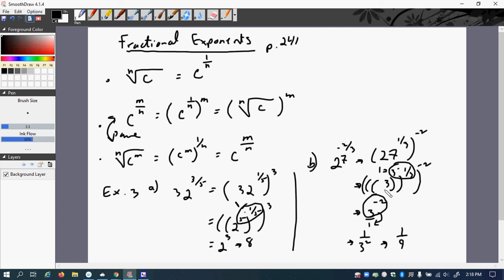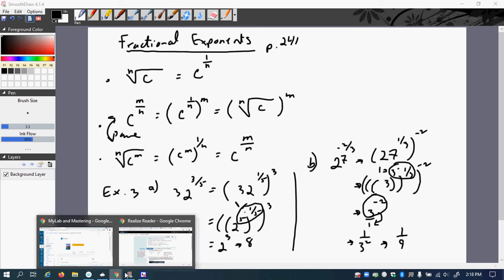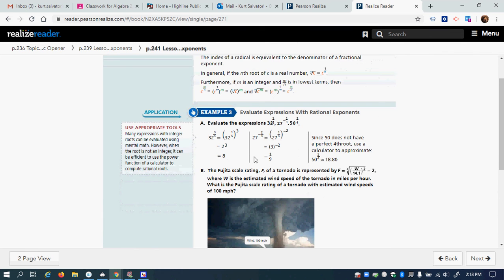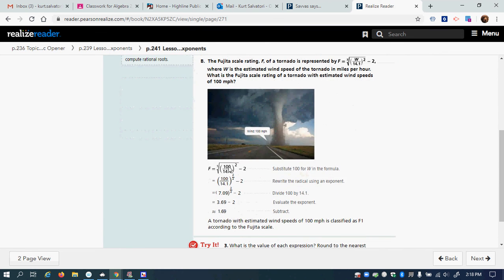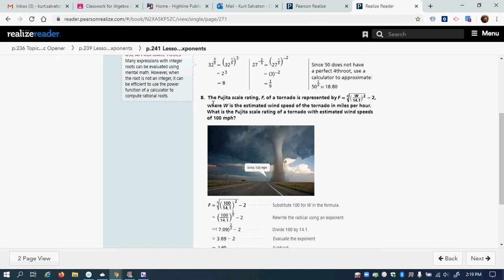Let's take a look at a story problem that they do in the book. And this one I'm going to read, because I don't want to have to write all this when it's already in your book. We have a scale rating factor for Fujita, the scale for a tornado. And here is the equation that they're giving you, where W is the estimated wind speed of the tornado in miles per hour. What is the Fujita scale rating of a tornado with estimated wind speeds of 100 miles per hour?